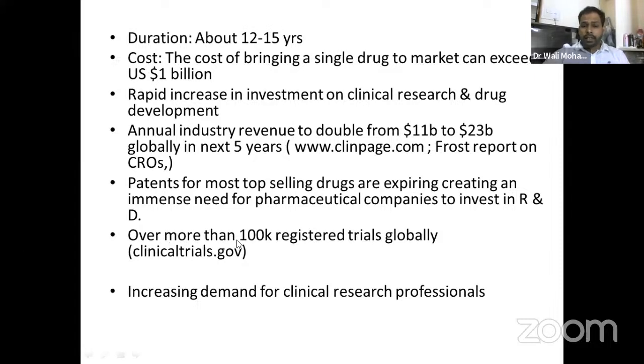And there are more than 10,000 registered trials globally. Now you can Google it, the clinical trials. Yes, because of COVID, in the last 2 years we saw some decline in clinical research, and not only clinical, other professionals also got affected. But recently, in the last 1 year, it got 100,000 registered trials in India itself. So there is increasing demand for clinical research professionals.